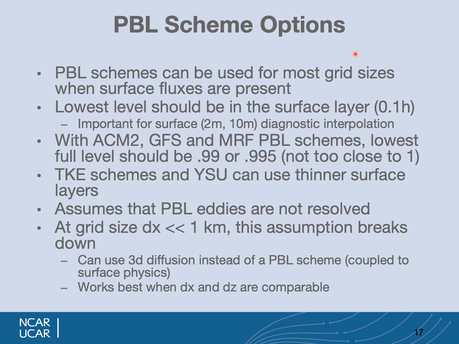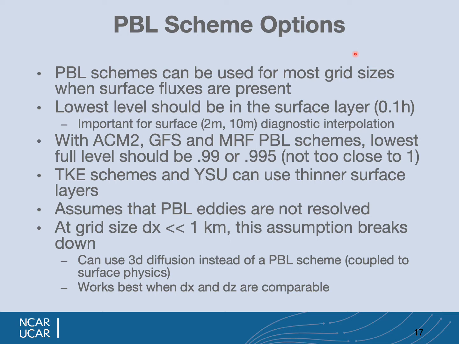PBL schemes can be used for most grid sizes when surface fluxes are present. So for idealized cases, you may not need to run a PBL scheme if you don't have any surface fluxes, but generally in any real data case you would need a PBL scheme to be able to redistribute the surface fluxes realistically. The lowest level should be in the surface layer, which is about a tenth of the PBL height, so typically we would put our lowest level within 100 meters of the ground, more likely 50 meters from the ground or 10.